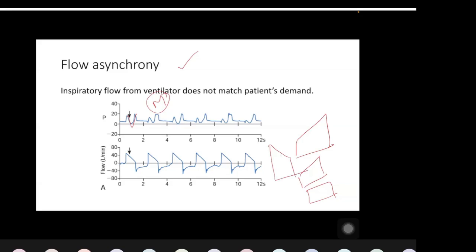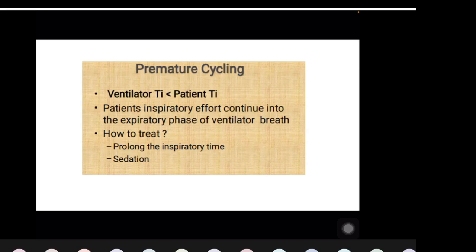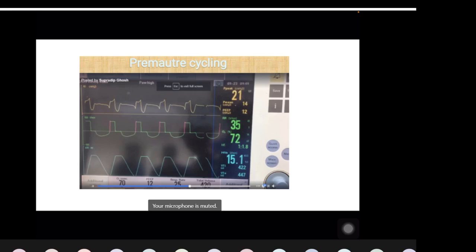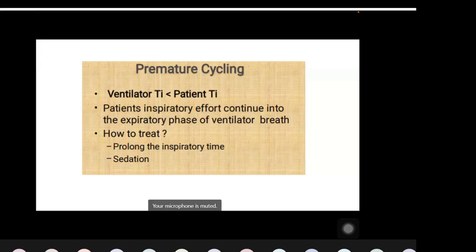Now coming to cycle asynchrony, it can be premature cycling or delayed cycling. Premature cycling means the ventilator inspiratory time is less than the patient's neural inspiratory time, meaning the patient's inspiratory effort will continue into the expiratory phase of the ventilator breath. So the patient will continue to breathe even when the ventilator starts exhaling. The pressure will characteristically dip below the baseline, by which we can identify premature cycling. How to treat? We can prolong the inspiratory time or adequately sedate the patient.